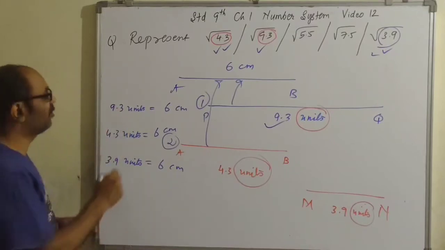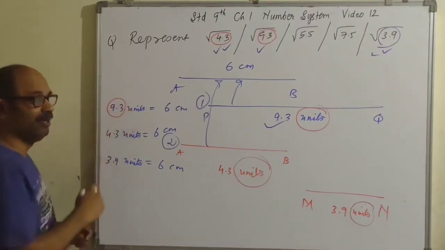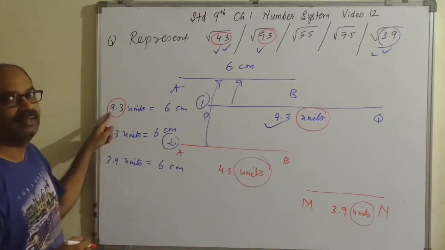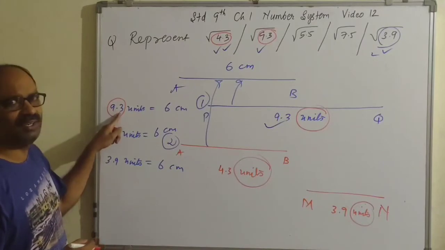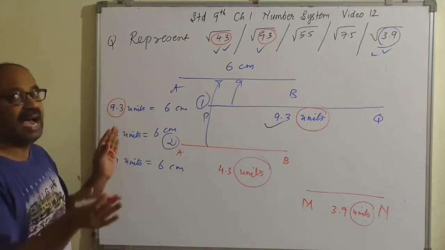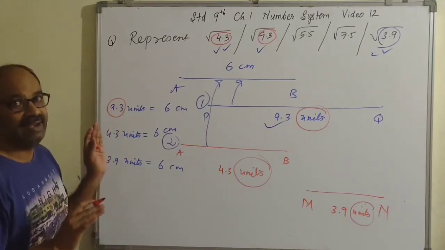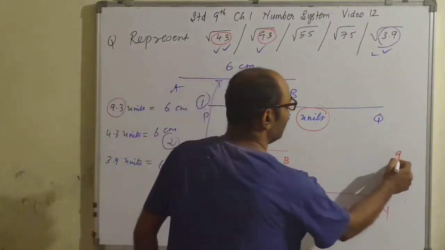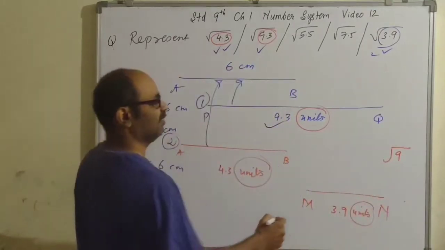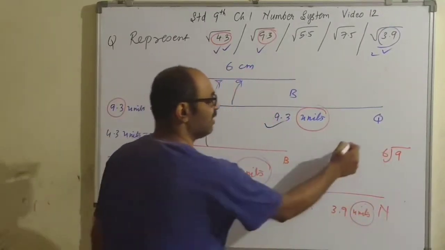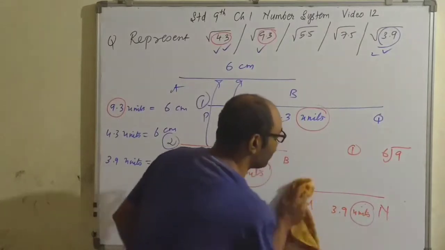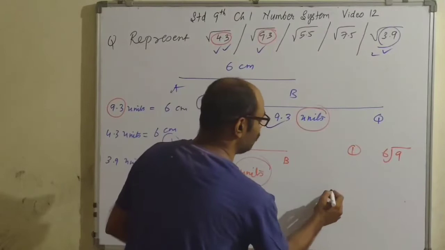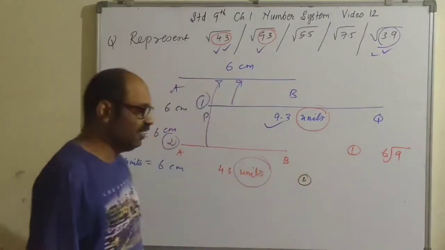For easy calculation, I won't take 9.3. I'll take a round figure. I'll take 9. 9.3 is not even 9.5. If it were 9.5, then I would have taken 10, a round figure. But here I am taking the round figure 9. So 9 divided by 6. 9 divided by 6. This is in the first case. Please children, try to understand. This concept may be difficult to understand, but once you understand, it's going to be very easy.